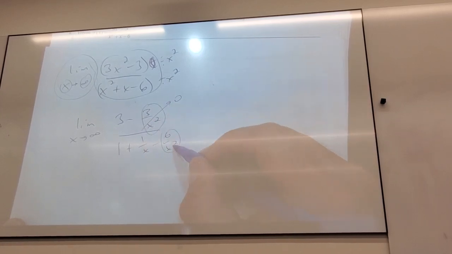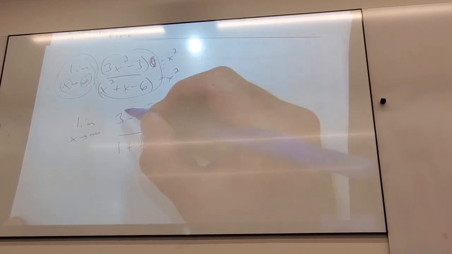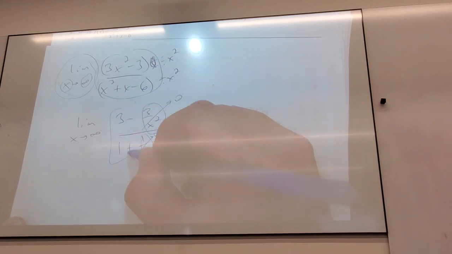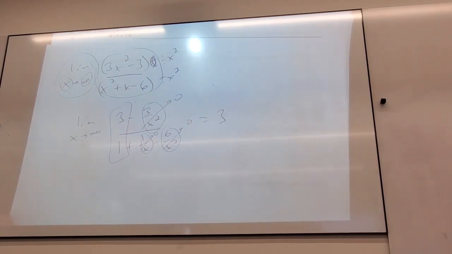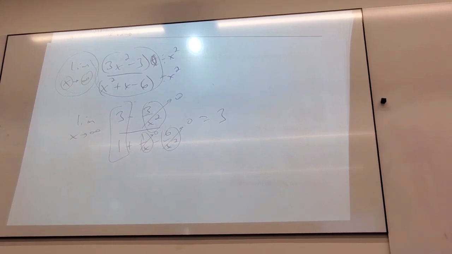What about this? Same thing, right? What about this? Same thing. Does 3 care what x is doing? No, it's just 3, right? So what's the answer then? If these all go to 0, don't I just get 3? That is the more technical reason why the horizontal asymptote is 3 in this case. I'm not going to make you do this, but in calculus, you might actually do some of this, just to show you.